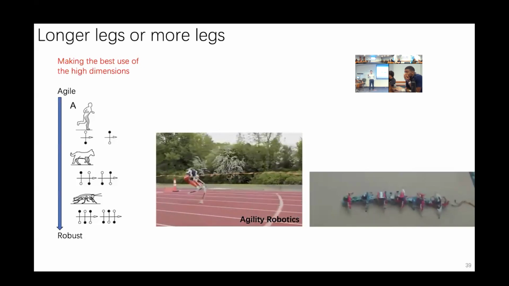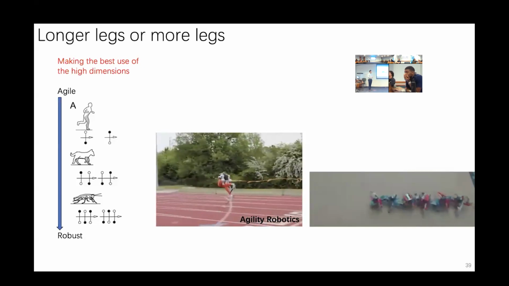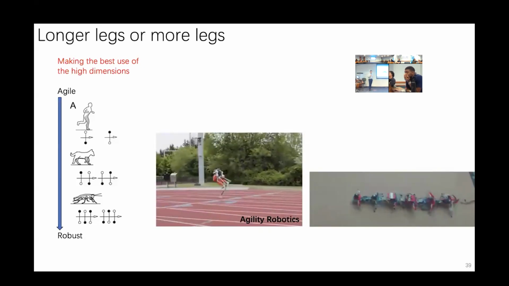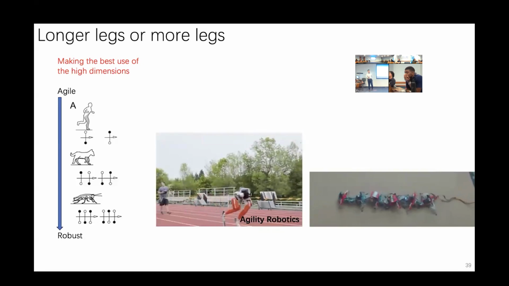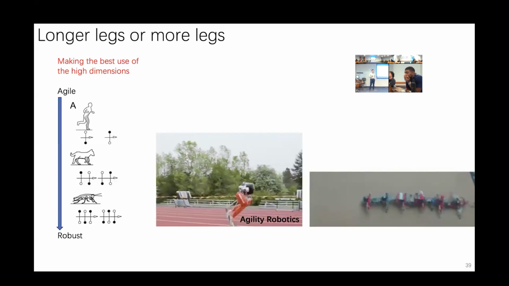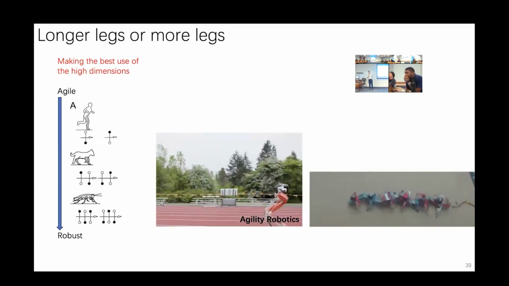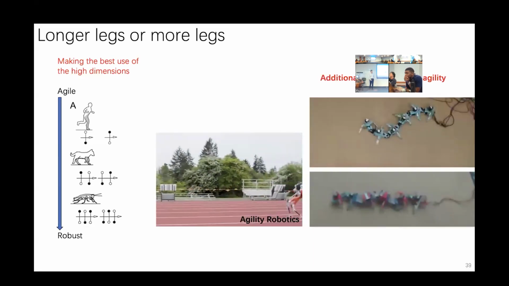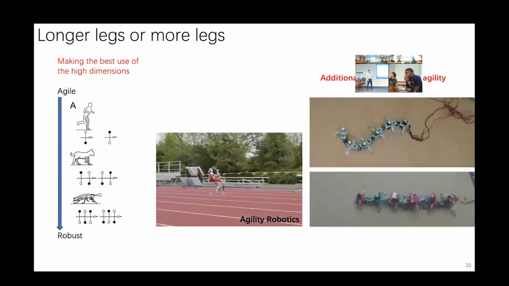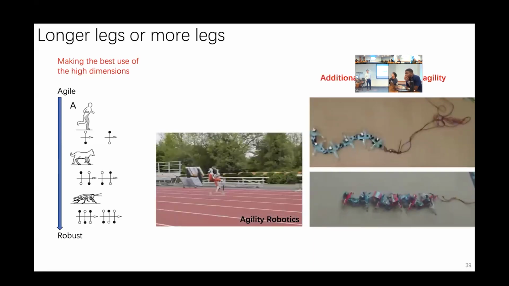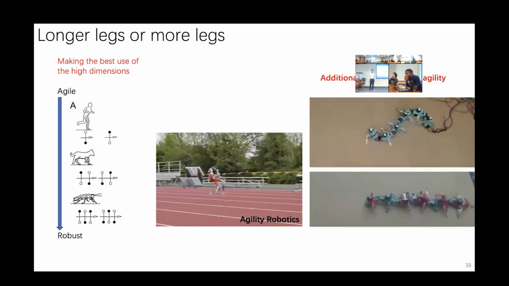Is there a framework with which we can design effective gaits over the large dimensional space proposed by the many legs? Well, coming from a physics department, this is my PhD thesis. The short answer is yes, we can. So let me show you how.